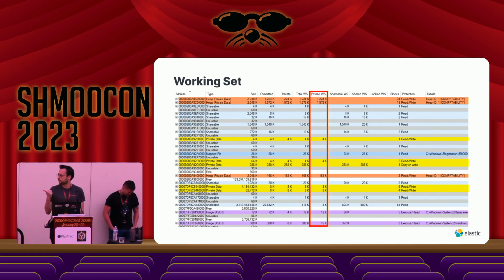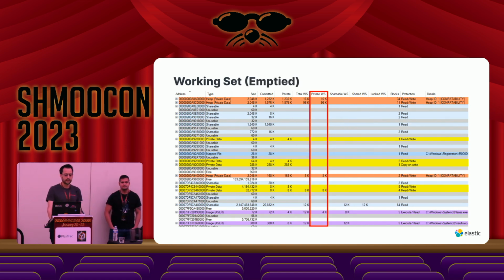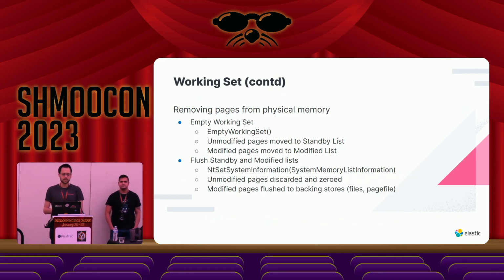If you look at the image there, you'll see the private WS column is highlighted in red, and we can see about 3 megabytes of resident memory. Windows provides the EmptyWorkingSet API to empty a process's working set. Now watch what happens when we run it. We can see the 3 megabytes drops to about 100 kilobytes. When you empty a process's working set, its pages aren't removed from memory immediately.